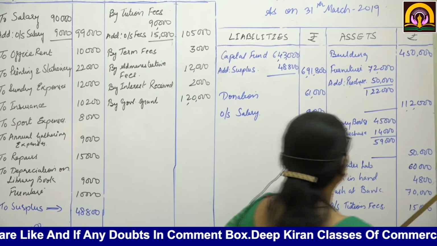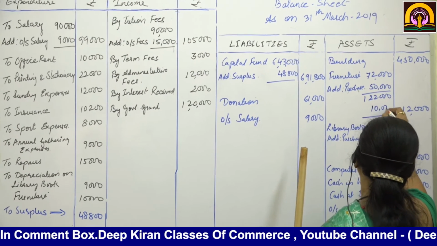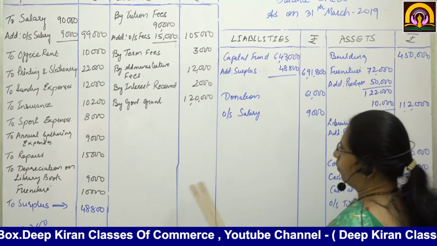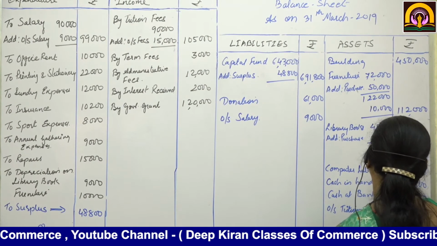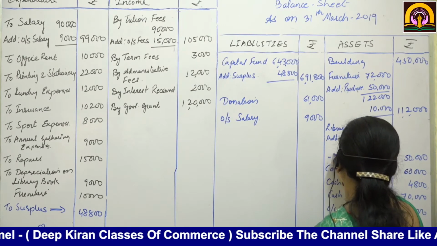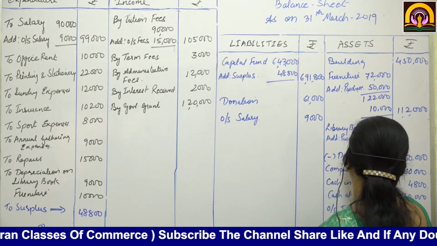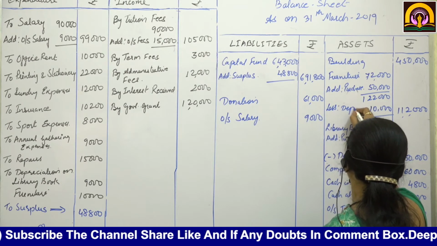So furniture, we will write here 10,000, and here library books of rupees 9,000. So here, less depreciation.